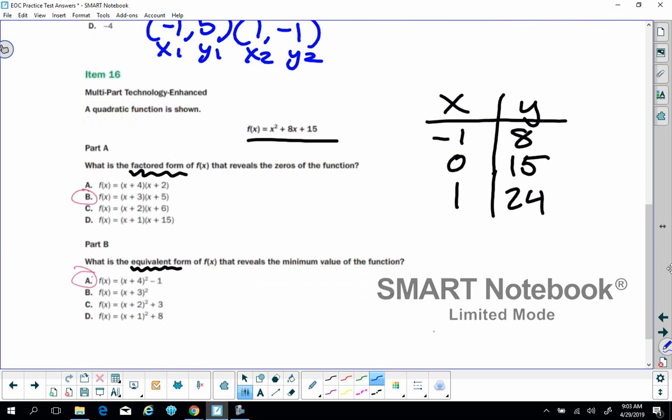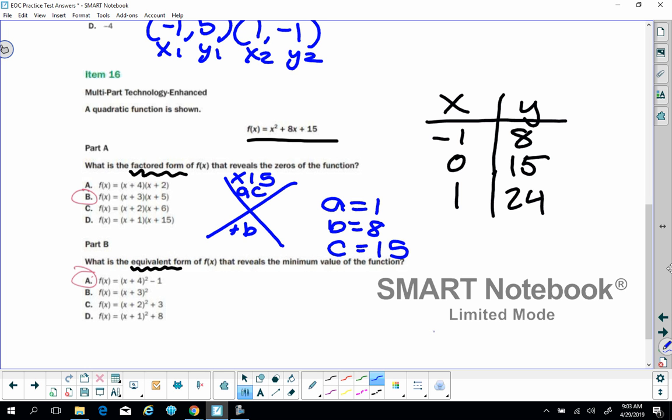Next one we went over, but remember we can always do the table twinsies, but you also know that you can factor. So you find your A is 1, your B is 8, your C is 15. When you do this, you do 1 times A times C goes at the top, and B goes at the bottom. 1 times 15 is 15, and then 8. So I figure out, okay, what two numbers multiply to 15, add to 8. I would figure out that 5 and 3 are my two answers.